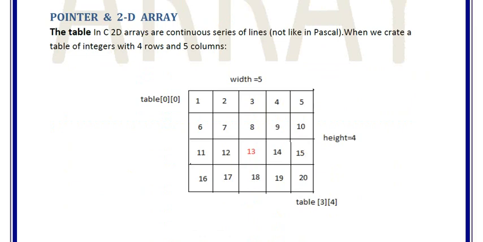Pointers and 2D arrays. In this table, the table starts with 0, 0. Here we have width, which is 5, and height is 4. In the table we have row number 3, which is 1, 2, and 3, and here the column number is 4, which is selected by this one. So here 13 is our selected element.